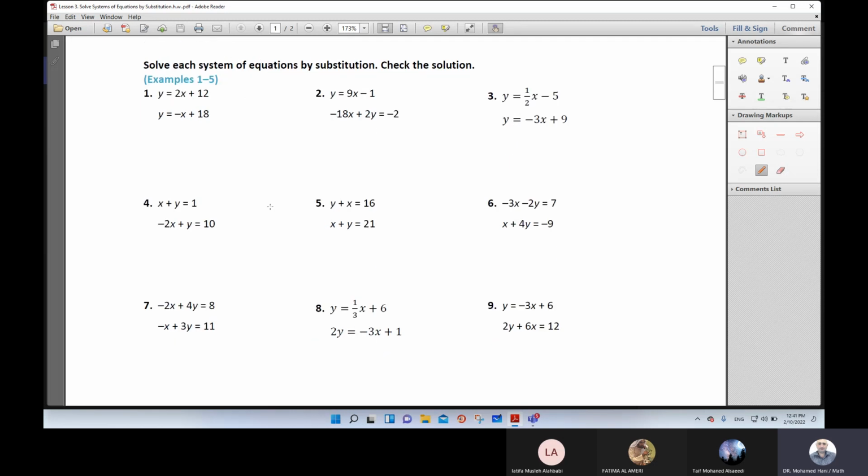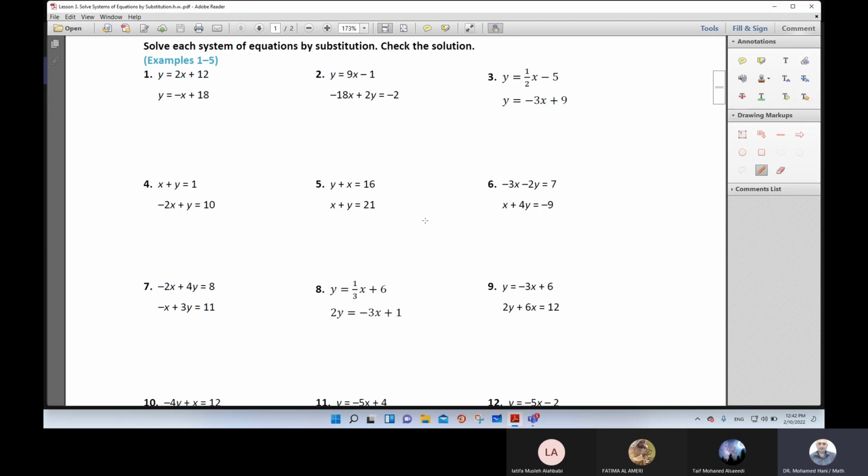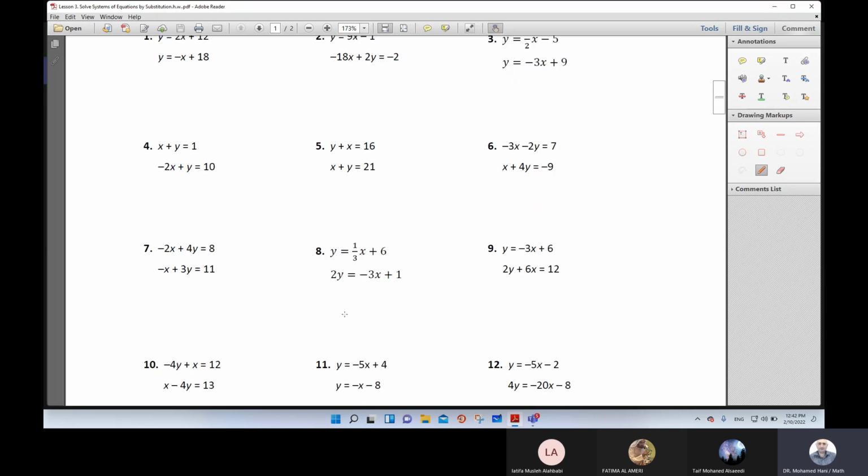Yesterday we stopped at number 5. We will start from number 6 and 7 and 8 and 9. I will solve number 6, then you can continue.